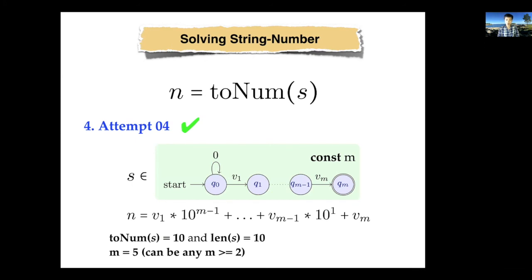And now we take a look at our example before. We had the constraint to_number of string S equal to 10 and length of S equal to 10. Now we can have M equal to 5 as we had before. In this case, we still can find the value of our string variable. So we have S equal to 0, 0, a lot of zeros, followed by number 10.